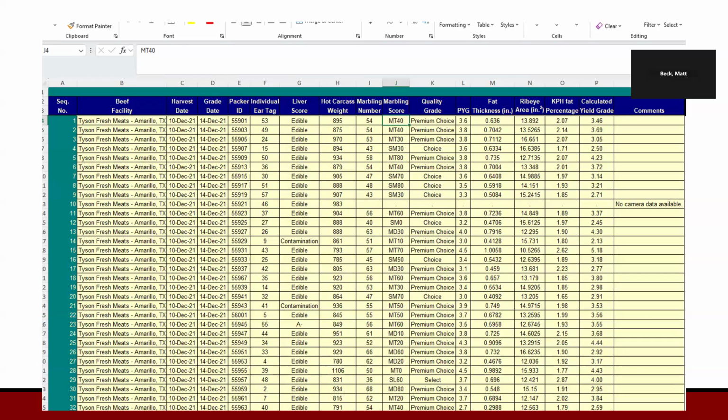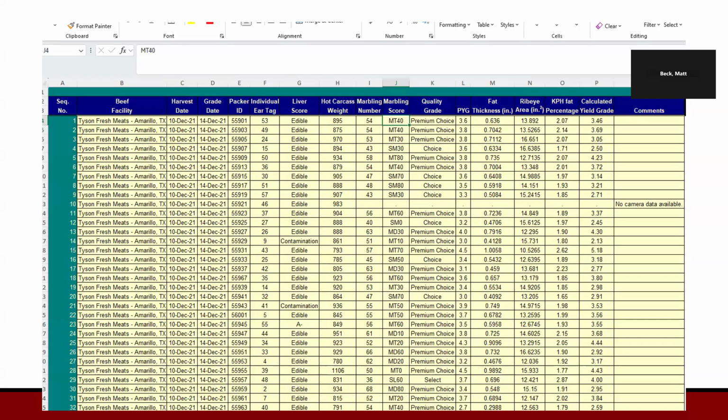Okay. These are the quality grade. So we had one grade select, but the rest were high choice, average choice. Doesn't look like we had any prime. So this PYG is a preliminary yield grade. Okay, so that is basically based off of back fat, right? Meat guy, back fat. Oh, yes. PYG. Okay, no worries. Fat thickness, so this is in inches, so that's back fat thickness.